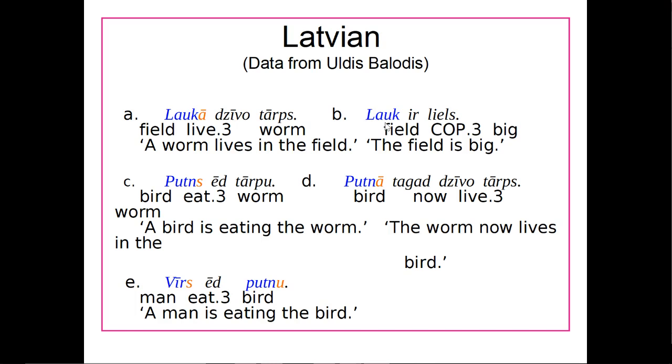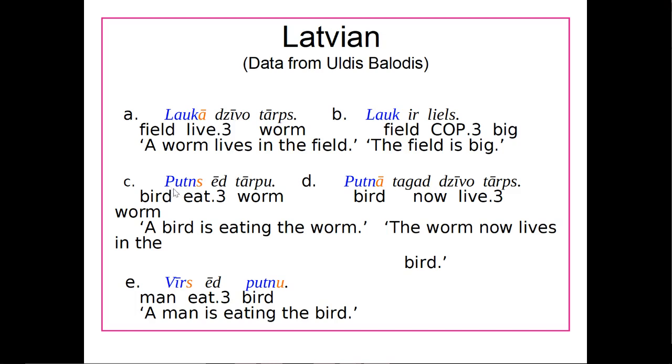When it doesn't have that on the end, when it's just lauks, then that means that the field is the subject rather than where the action is occurring. So lauks, field, ir is a copula, which is basically a verb of being, and then liels, big. So field is big. We know that the field is the subject because it doesn't have that ending.